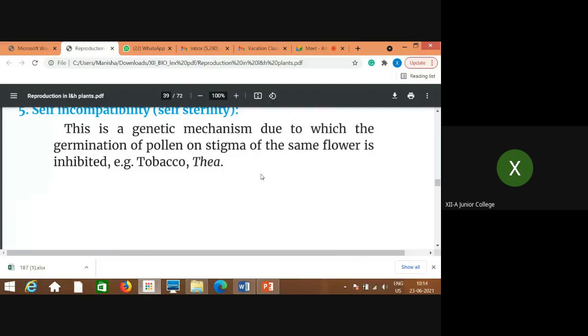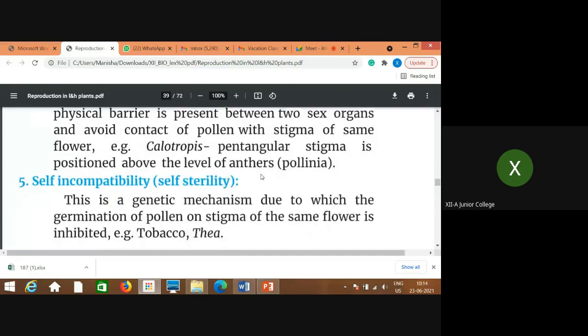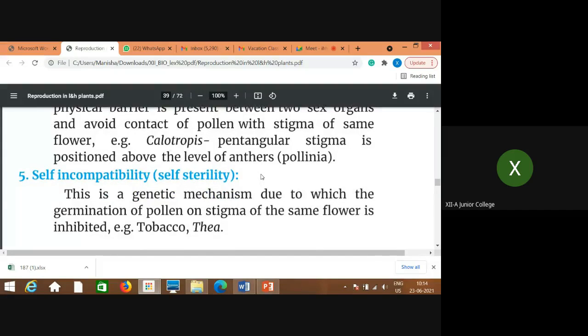Okay. Now, the fifth criterion where only cross pollination is possible is self incompatibility, meaning self sterility. Sterile means not able to be fertile. That means in such flowers, though the flower is bisexual, though the maturation period is the same, though the position is naturally normal, when the pollen grains of the same flower fall on the stigma of the same flower, these pollen grains cannot germinate. They remain sterile.